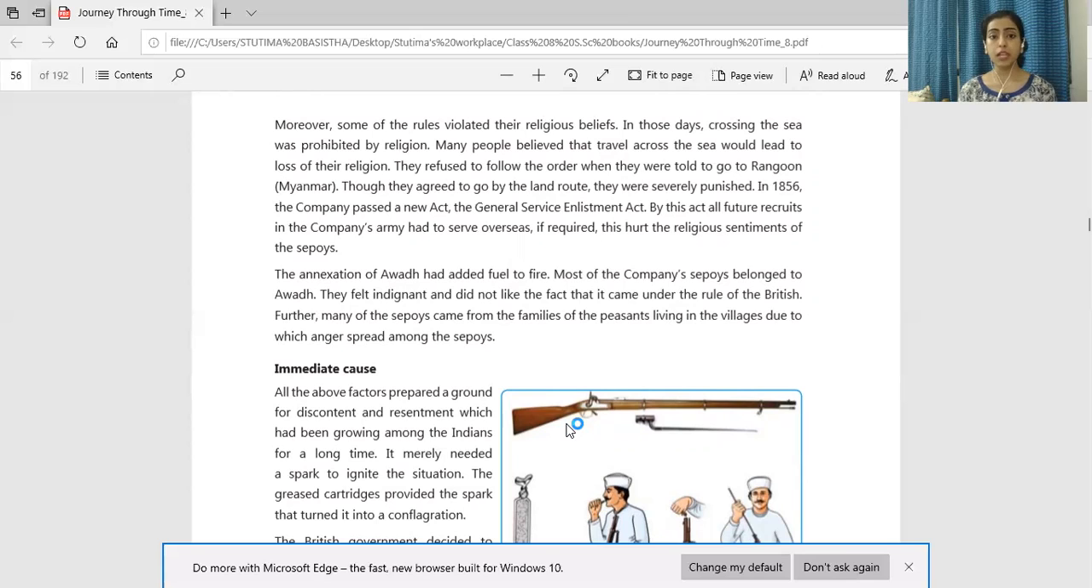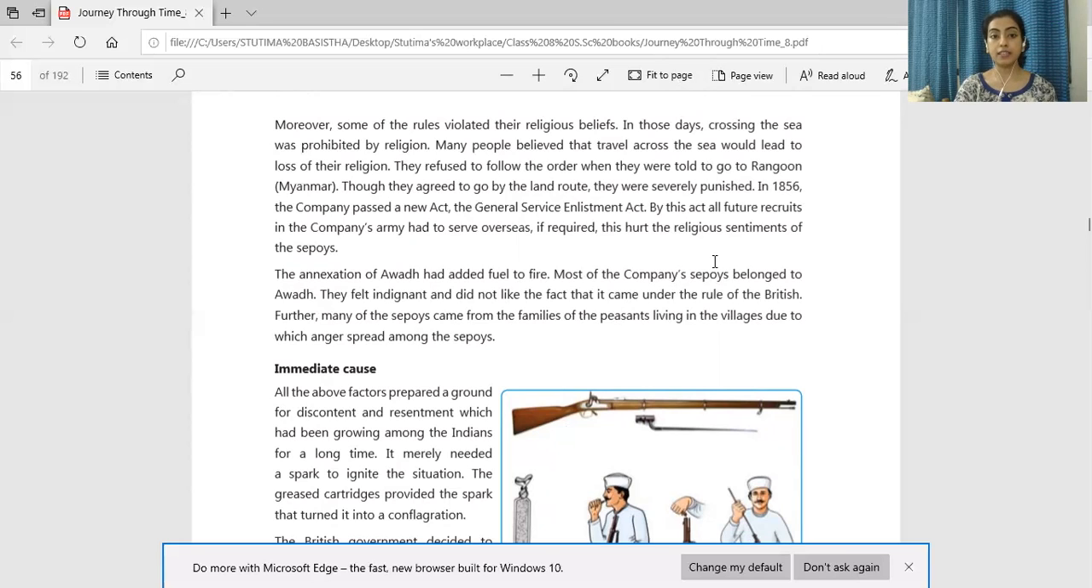So many people refused to go to Rangoon in Myanmar. They did not want to go and give their service there. But they said that they would go and provide their service if they were allowed to go through the land route. But those who did not agree to go through the sea route, but agreed to go through the land route, were punished by the British.